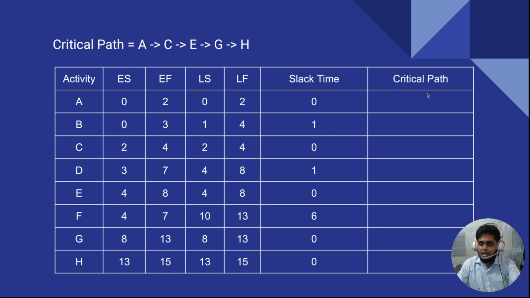And for the critical path, you basically have to write yes or no. For 0 you write yes, and for other values you write no. For example, I wrote no for 1, 1, and 6, and for the rest of the activities I just wrote yes. You already understand this from the critical path. Okay, so this is the solution for the first problem.